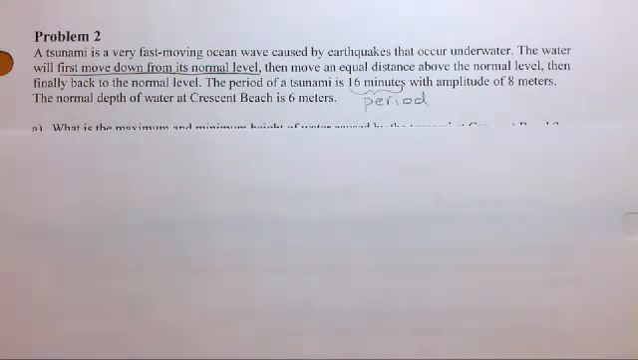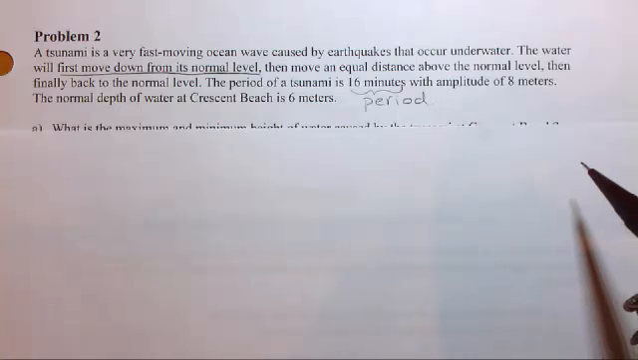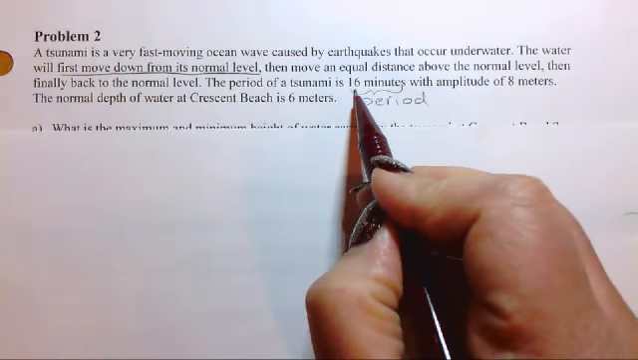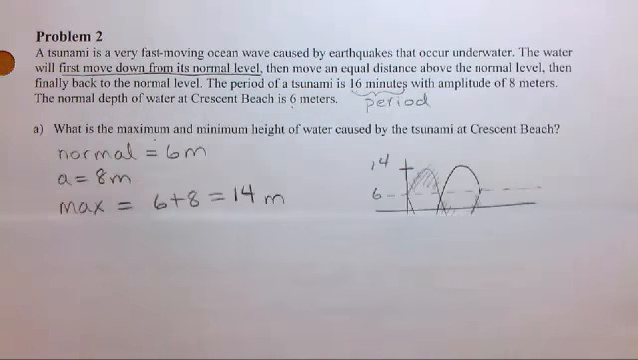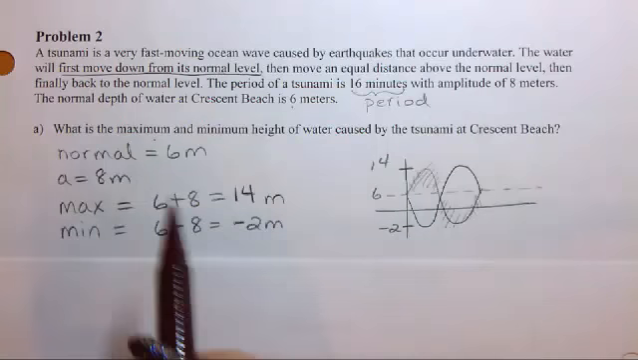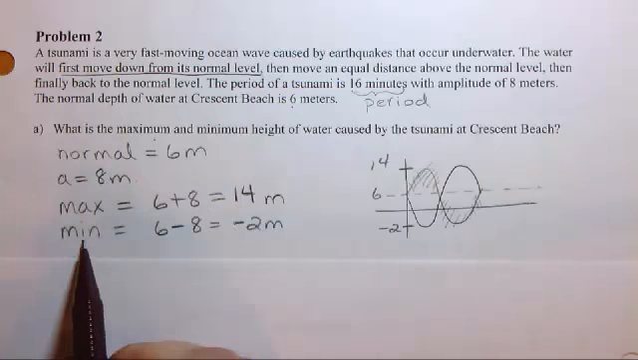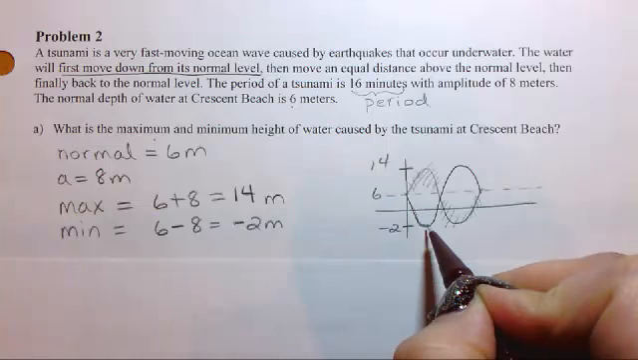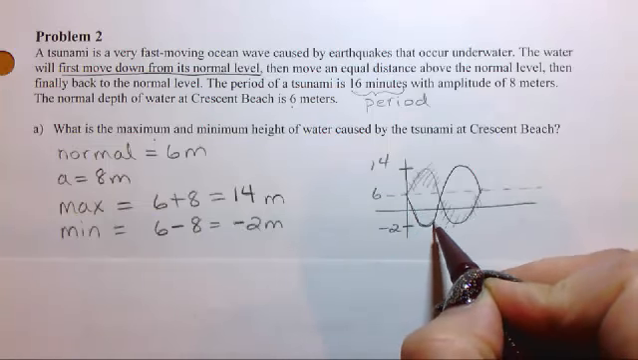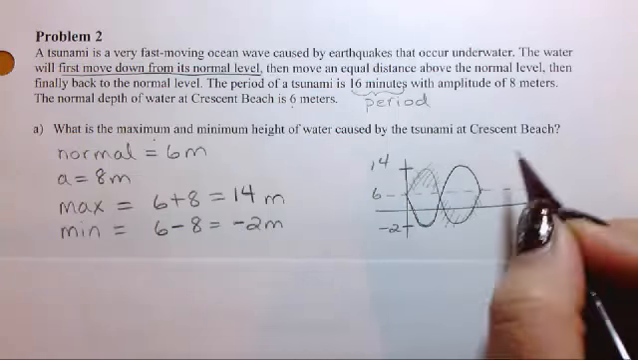The period of the tsunami that we're talking about is 16 minutes with an amplitude of 8 meters. The normal depth of the water at Crescent Beach is 6 meters. So this 16 minutes gives us our period, and the normal, that is our D value, is 6 meters. Normal is 6, our amplitude is 8, so our max is 14 and our minimum is -2. That means it's below 0, so the water isn't there anymore. It's far back away, and pretty dry once you have -2 meters of water.